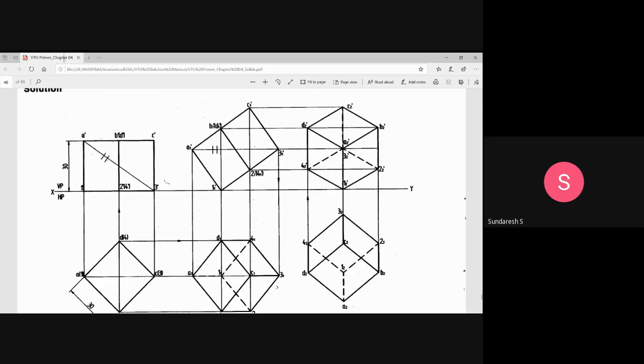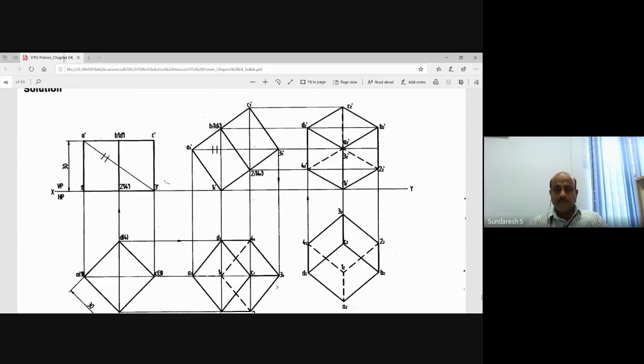Any doubts, my dear students? If you have any clarification, you can talk to me. Any doubts, any clarification regarding this hexahedron problem?